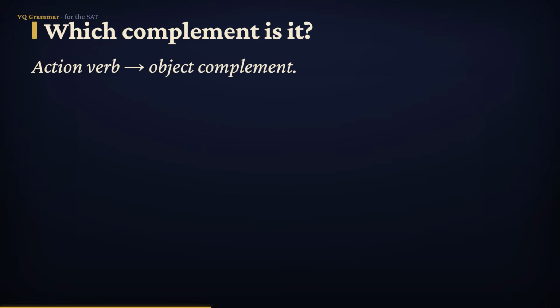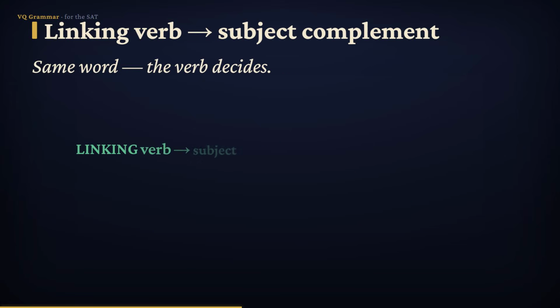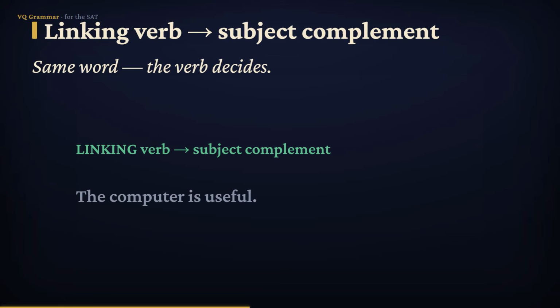These two complements look similar, so here's how to keep them straight. Just check the verb. If there's an action verb with a direct object, any complement after it is an object complement. Paul found the computer useful. Found is an action verb. Computer is the object. Useful is the object complement. But if there's a linking verb, the complement is a subject complement. The computer is useful. Is is linking, so useful is now a subject complement, a predicate adjective. Same word, useful, but the verb decides which complement it is.